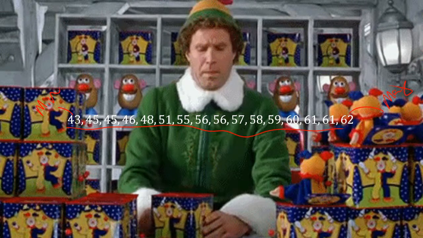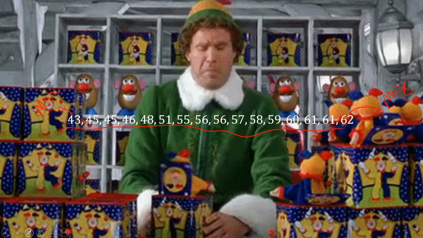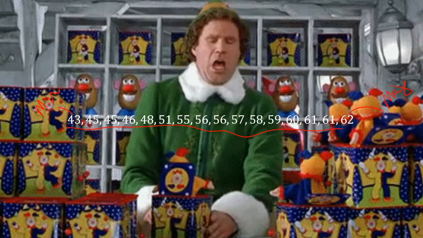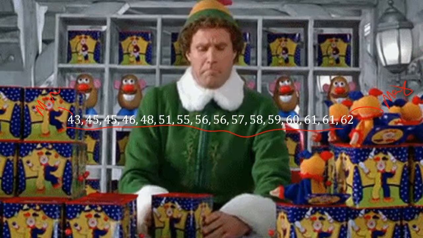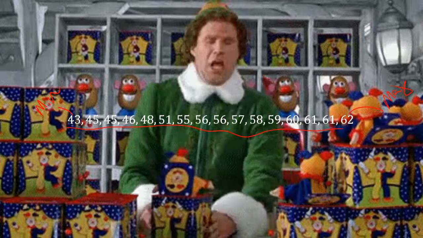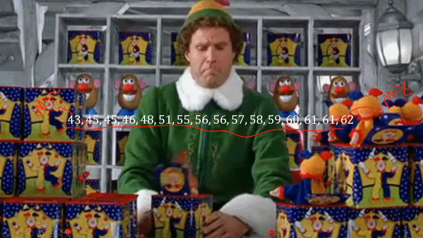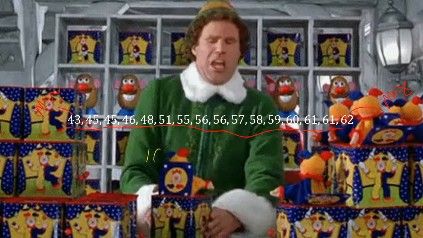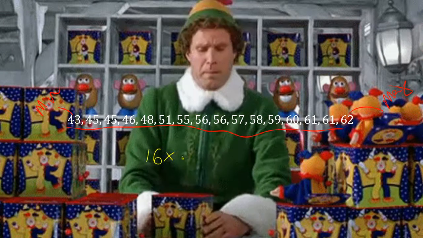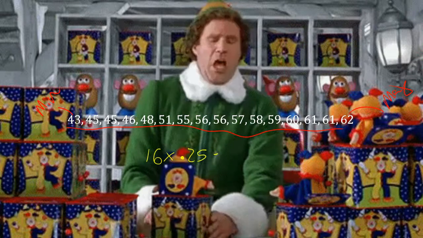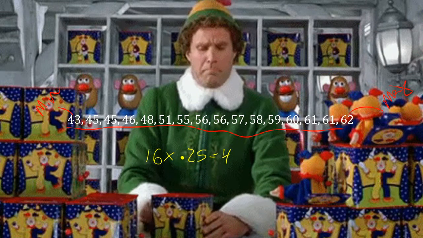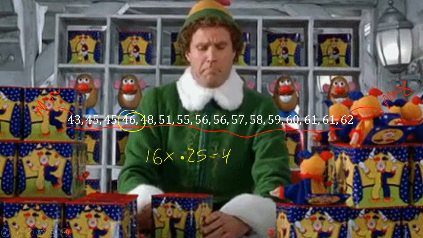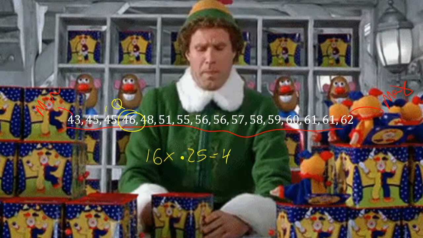Now for our quartiles, we're going to have to count how many data points there are. Well, there's 1, 2, 3, 4, 5, 6, 7, 8, 9, 10, 11, 12, 13, 14, 15, 16. There are 16 data points. So for the first quartile, we're going to go 16 times 0.25, which gets us 4. So that means our first quartile is the 4th number. 1, 2, 3, 4. There's our first quartile, our Q1.